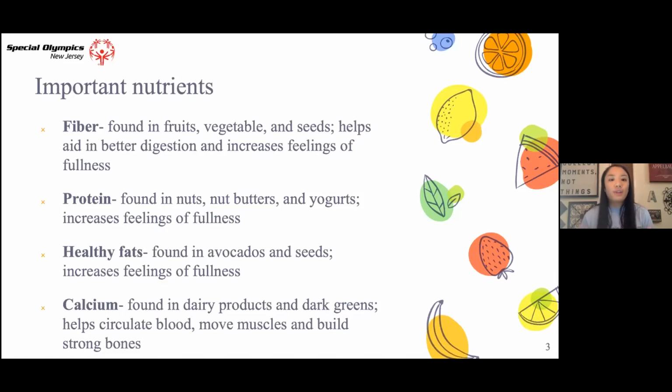So a big trend with these different nutrients, the fiber, the protein, and the healthy fats, is that they're all increasing feelings of fullness. And what's really important in terms of fullness level and when you're picking snacks is that the more nutrients that increase your fullness, the more helpful it is, so that you can have more energy through the foods that you're choosing.